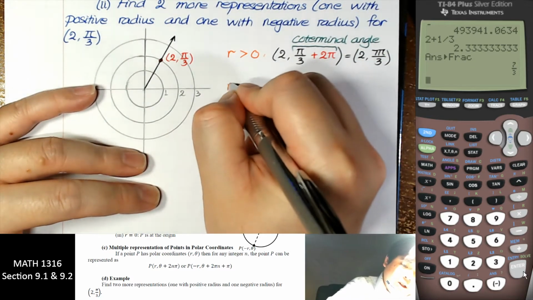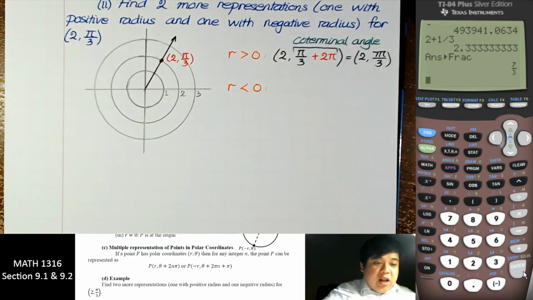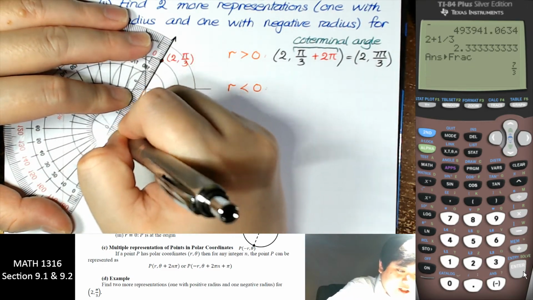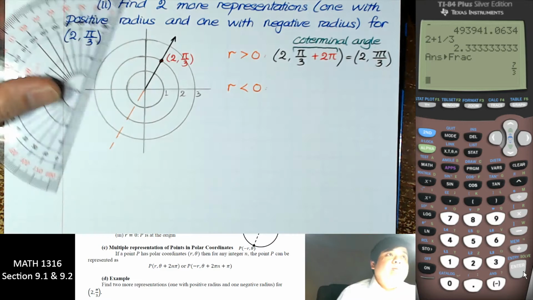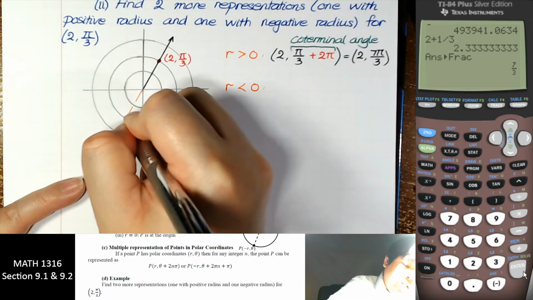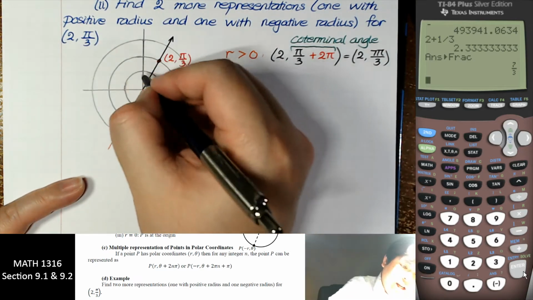Now if r is negative, we have to go in the opposite direction of the terminal ray. In which case, we have to write down the angle here.